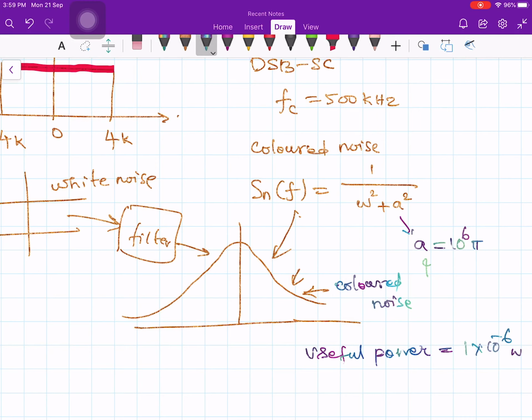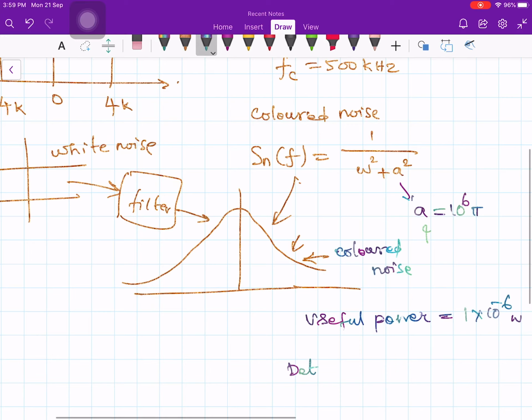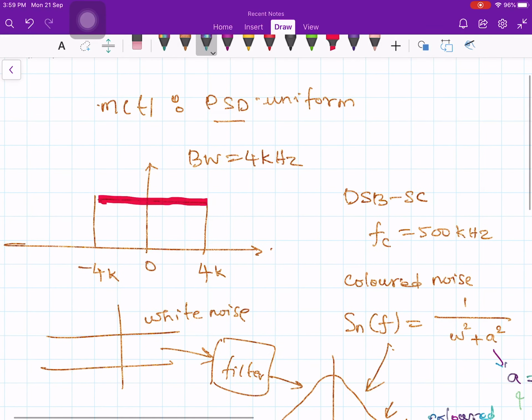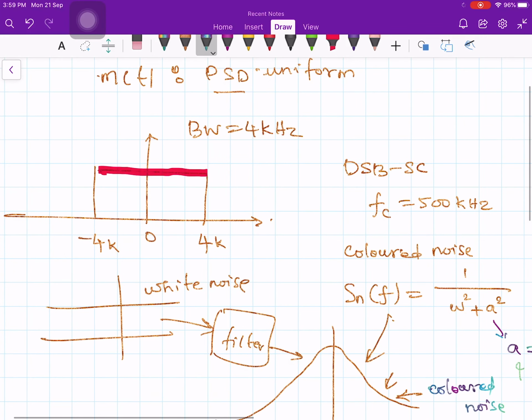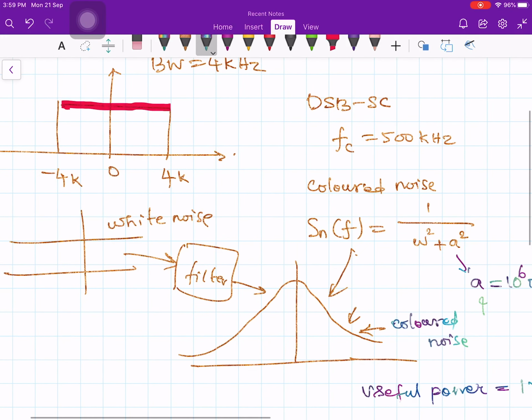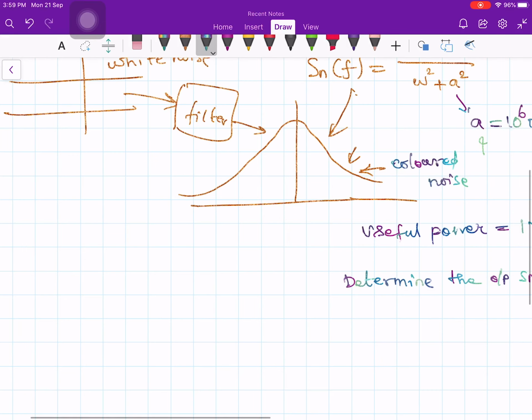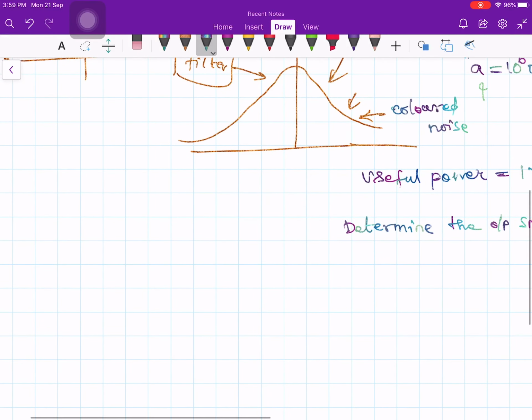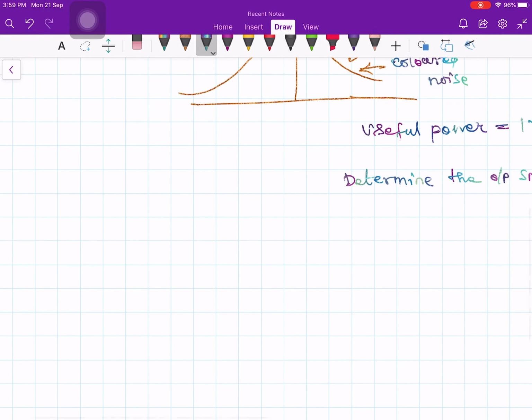Now our objective is to determine the output SNR. The message bandwidth is given, it has uniform power spectral density, the noise is given, and the carrier frequency is given. That's all. Now let us do the calculation. You are transmitting the DSB-SC signal, so m of t is multiplied by the carrier cos of 2 pi fct.